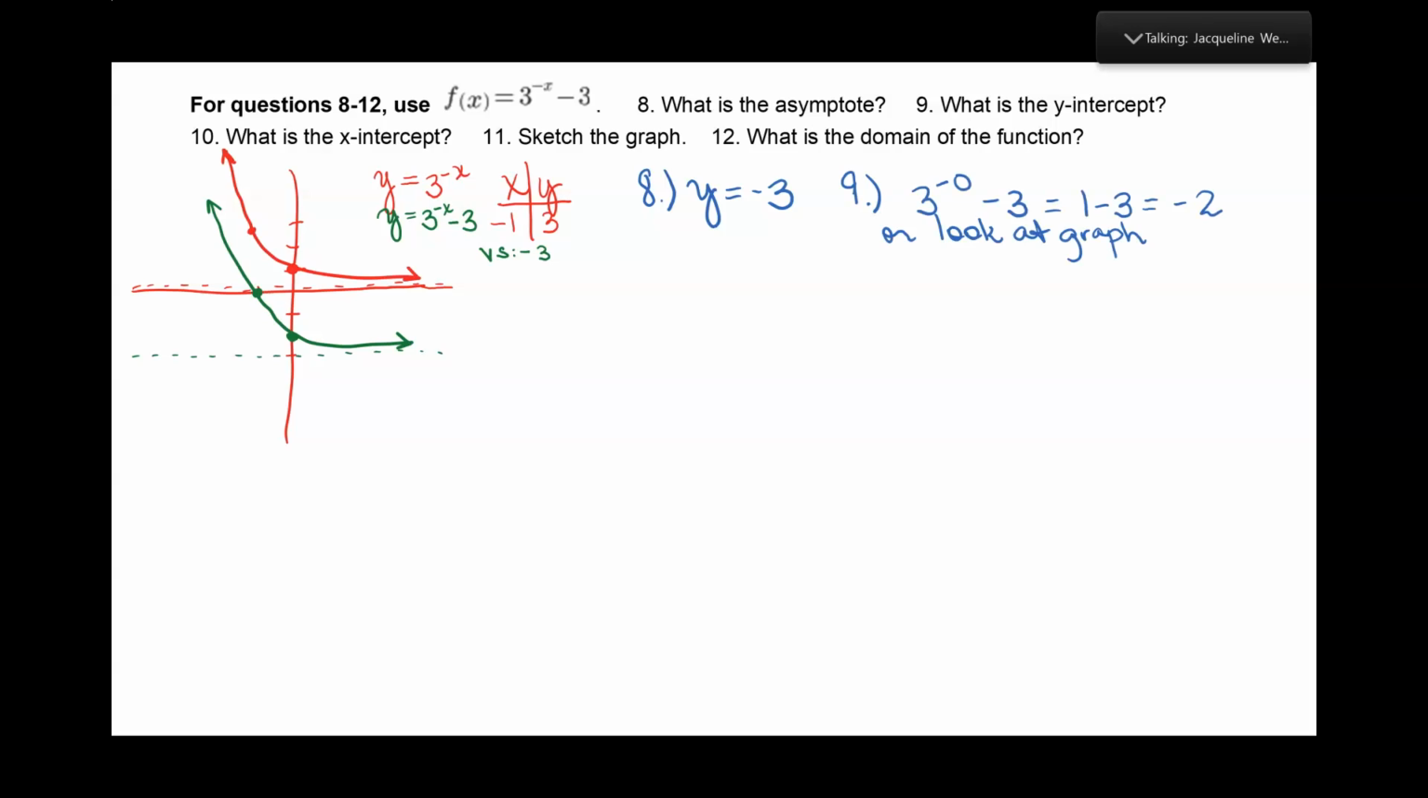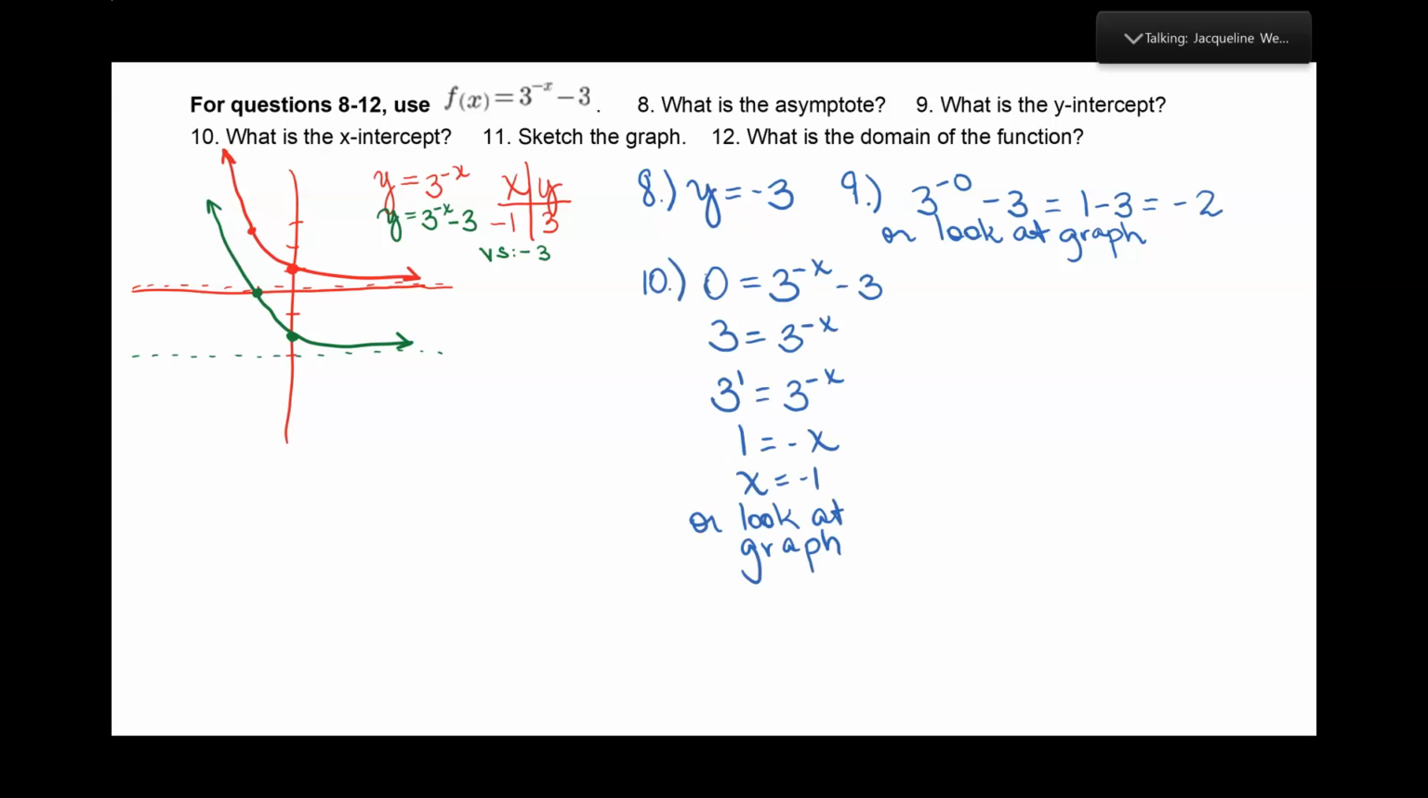Now, if for some reason you weren't comfortable with that, by looking at the graph, and you wanted to find it, remember that you can always find it by plugging 0 in for x. And so sure enough, when we plug 0 in for x, we get -2 as well. But you can just look at the graph and see that. All right. Number 10, what's the x-intercept? So same idea. For the x-intercept, you can just look at the graph because we've got that point plotted. So what's our x-intercept?